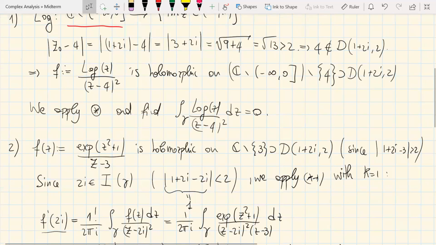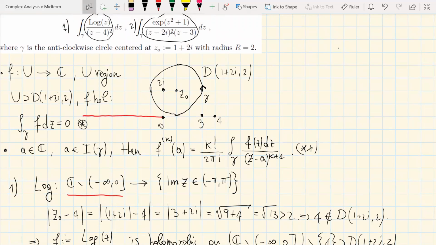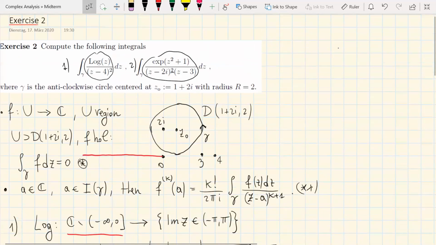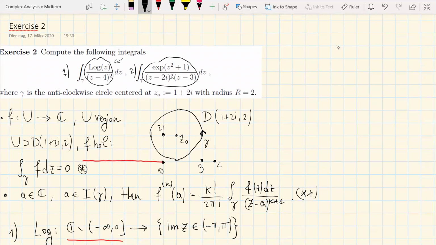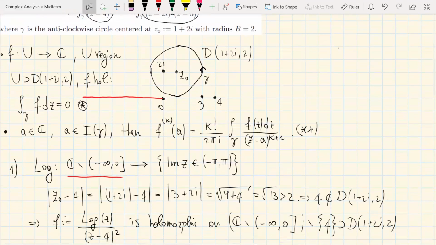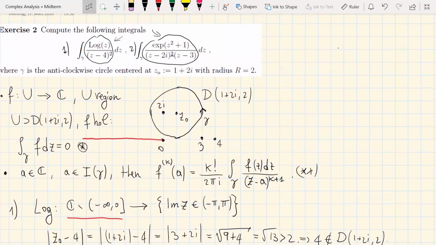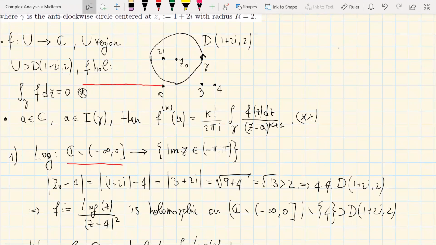So here, the important part was to check the hypothesis of Cauchy's theorem and to check if the functions we have inside the integrals are holomorphic on this disk. And so for this, we need to know where the logarithm is defined. So we know that it's defined in the complement of the line. And then we need to determine if the points 4, 2i, and 3 are inside or outside the disk.